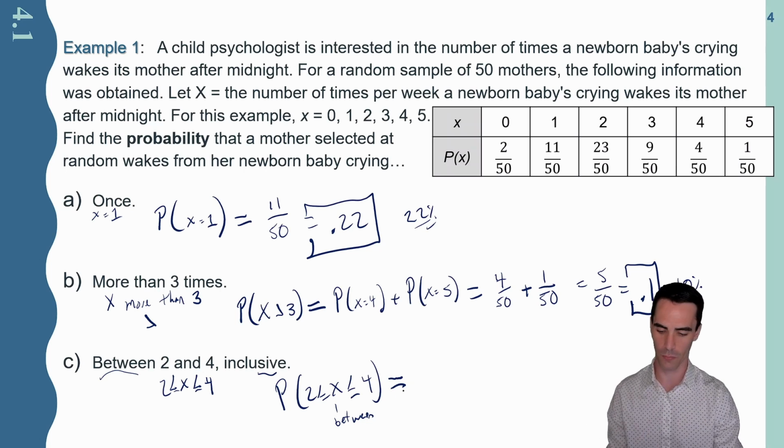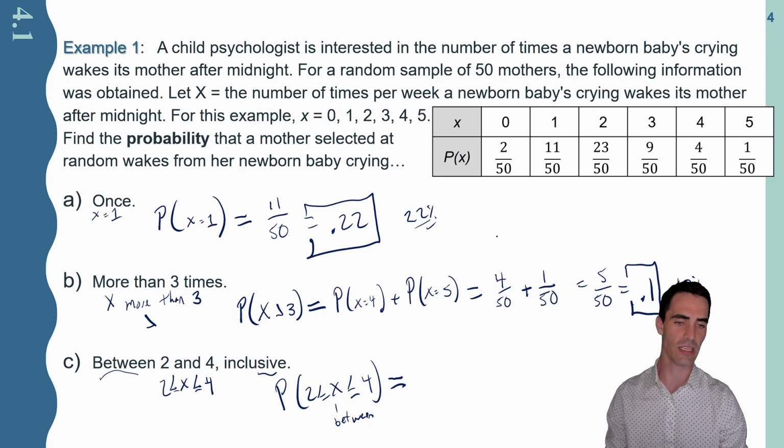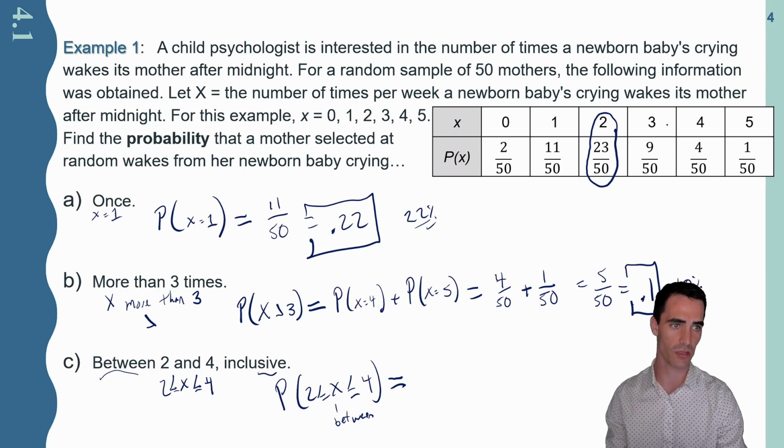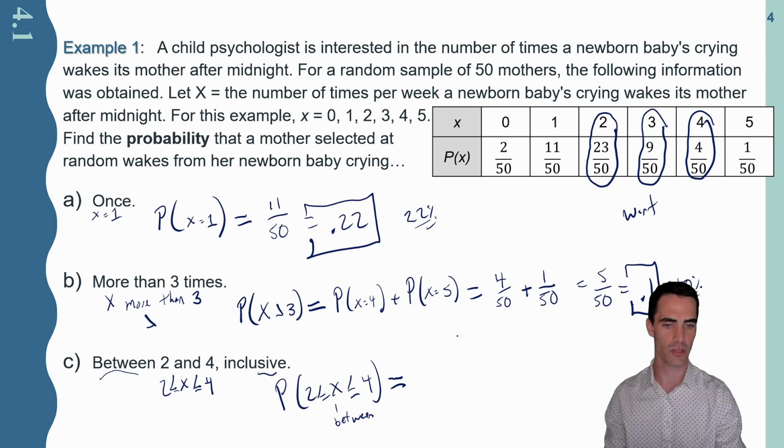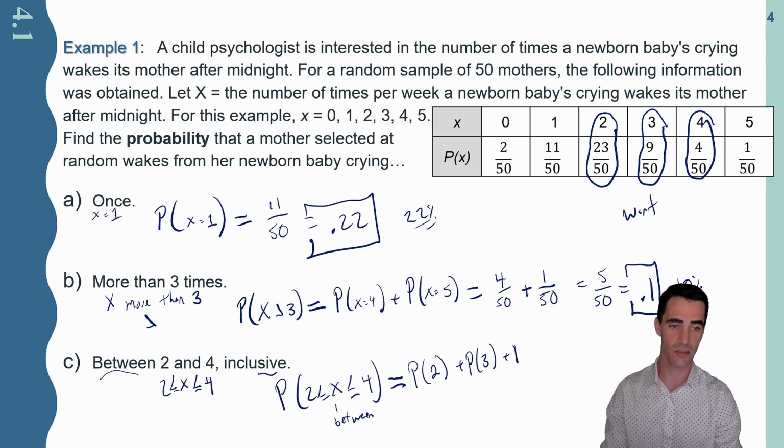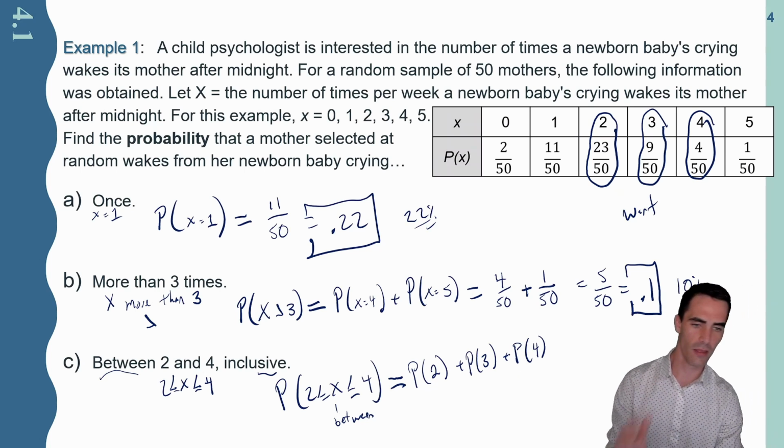Now, just like we did up top, it's important to understand what this event is asking us for. So we'll refer to the table and we'll simply pick these values. So we're interested in it being between 2 and 4 inclusive. So we do want 2, I do want 3, and I do want 4 as well. This is what I want. And so I'll write my probability as a probability. Instead of writing X equals, I'll just write 2 for short, plus the probability of 3, plus the probability of 4.